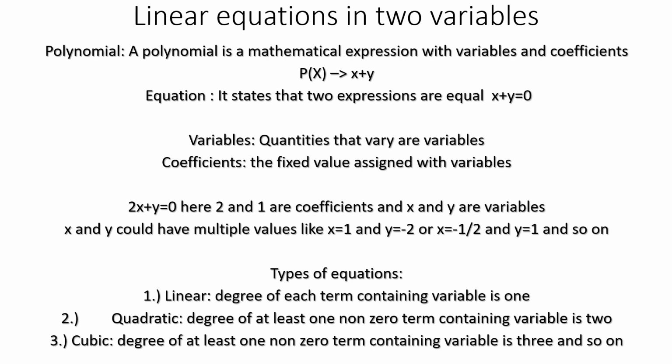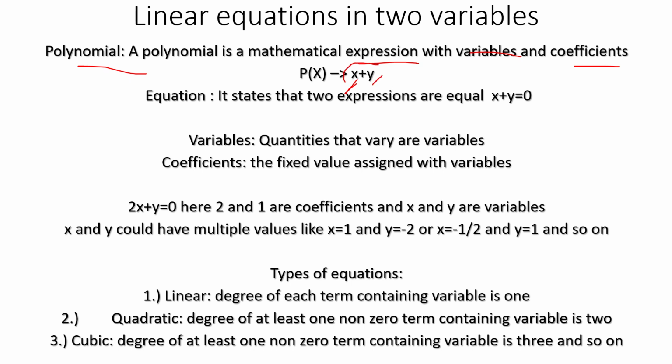So first let us know what is a polynomial. A polynomial is a mathematical expression with variables and coefficients. So basically what are variables? Variables are quantities that vary. म्हणजे ज्या quantities vary होतात त्याला आपण variables म्हणतो.